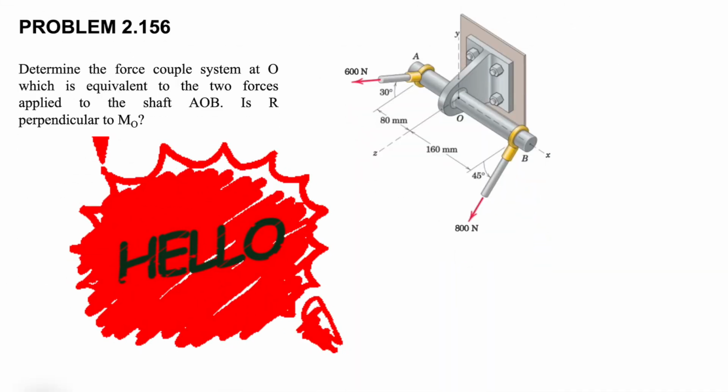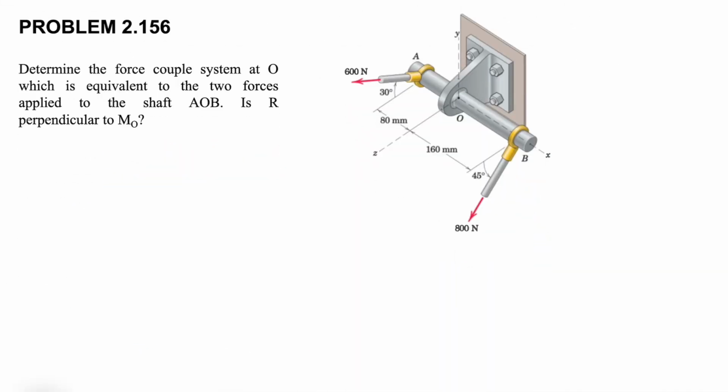Alright guys, welcome back. In today's question, we need to determine the force-couple system at point O, which is equivalent to the two forces applied to the shaft AOB. And in the second part of the question, we need to show whether R is perpendicular to the moment vector or not.